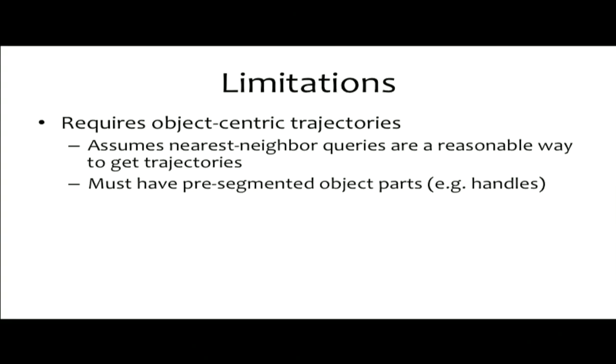Some of the limitations is that it requires the trajectories to be object-centric, which gets them the assumption that the nearest neighbor queries and trajectories are a reasonable way to get trajectories. And another big limitation here is that it requires that you already have segmentations of the object parts that you're dealing with, which in practice is quite hard to get. There are methods for segmenting point clouds, but generally they're a bit noisy, they have issues, and you also have to figure out which part the natural language instruction is talking about.